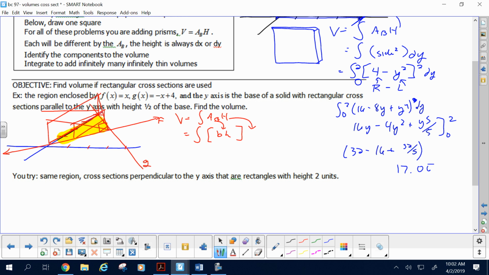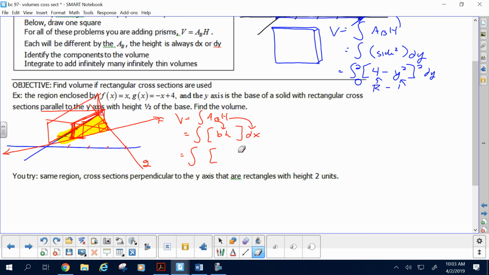What's the height, dx or dy? The thickness is here. Is that dx or dy? Dx. So it's dx thick. If you went a bigger change, this would be a delta x, and on a small scale that's a dx. All right, now let's talk base. Obviously the limits of integration are a totally different problem. We'll get to that. Base of the rectangle.